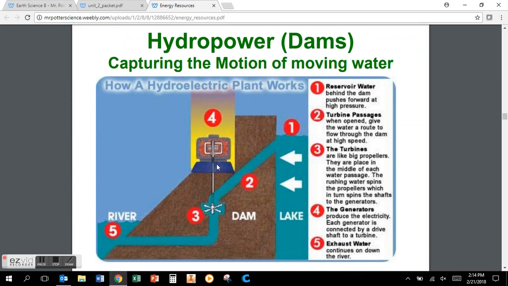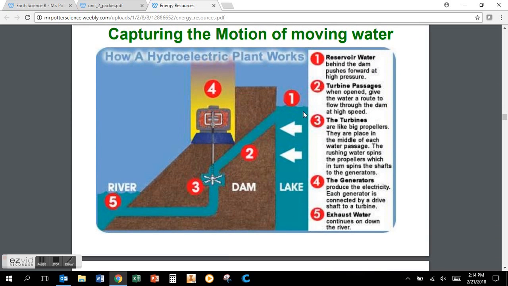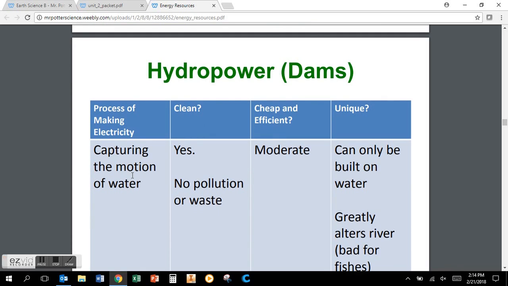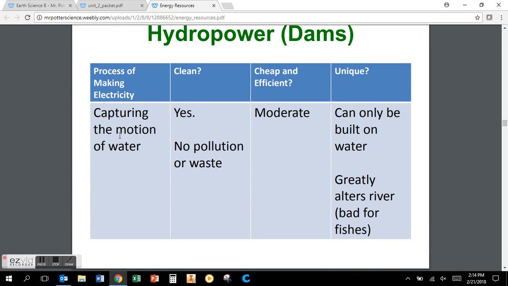This one's pretty simple. We just stop a river and allow the water to flow through our turbine, and that turbine spins a generator. So we are capturing the motion of water that's already moving. So for the most part, this one is considered clean. We're not burning anything. It doesn't really make pollution or waste. So generally speaking, this is considered efficient to moderately efficient. The hydropower plant is fairly expensive to build to begin with, but once it's up and running, it's moderately inexpensive to keep going after that.